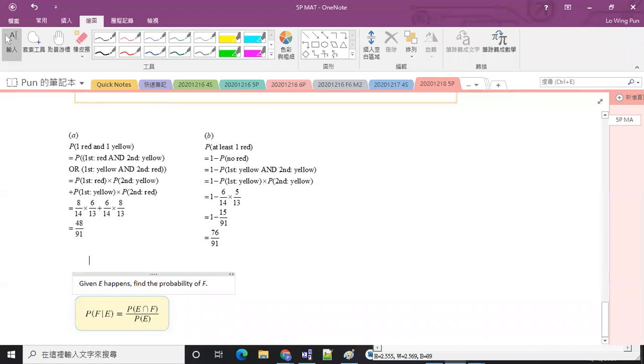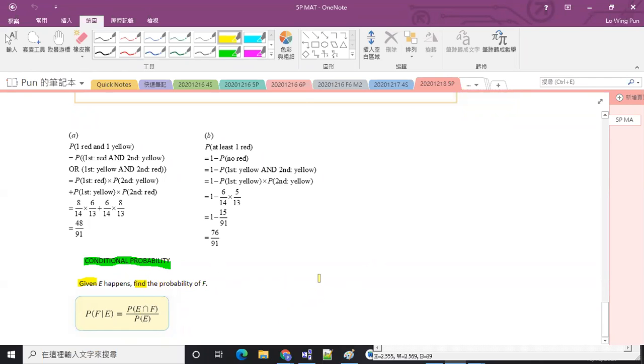Conditional probability. But this is just a name. You don't need to remember this. What you need to remember is there are two things, given and find. Given E, find F. Or the probability of F given something.